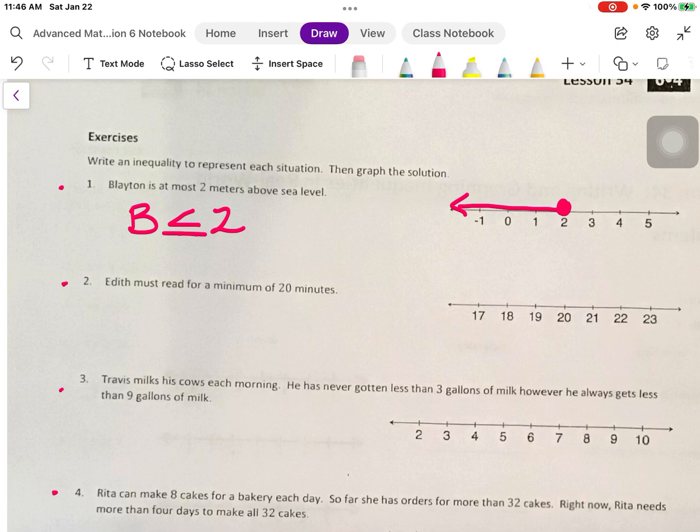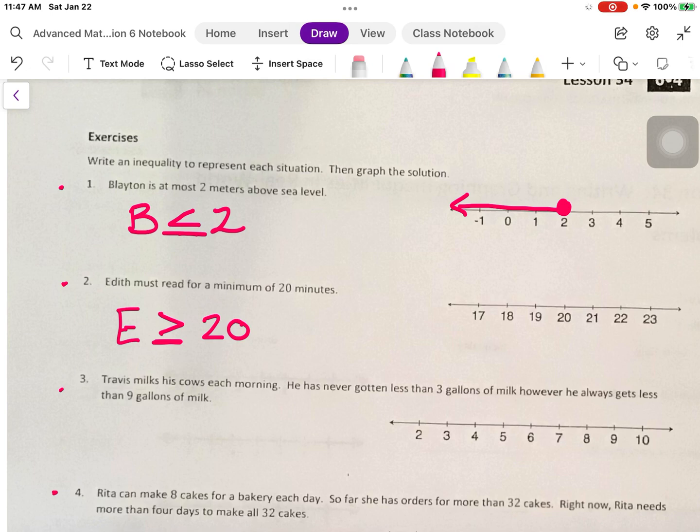Number 2, Edith must read for a minimum of 20 minutes. Let's use E for Edith. Doesn't matter the variable you use. We got 20 minutes. And it says she must read for a minimum. Okay? She could read more than 20. So it could be greater than 20, or it could just be 20. So a minimum of 20. So it'll look like that. E is greater than or equal to 20.